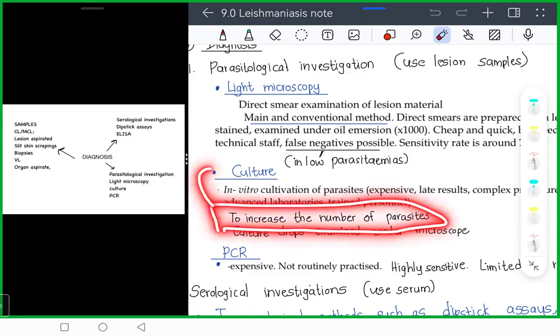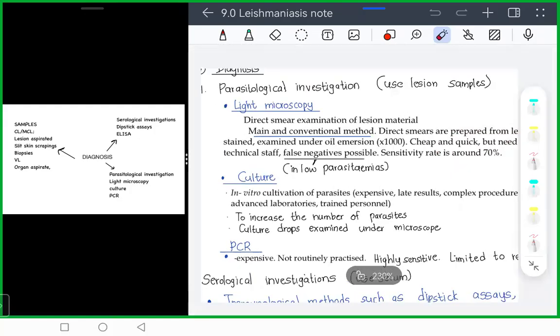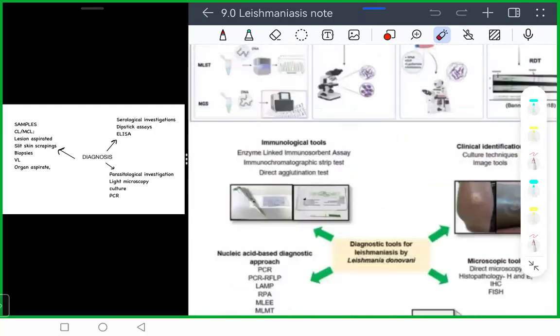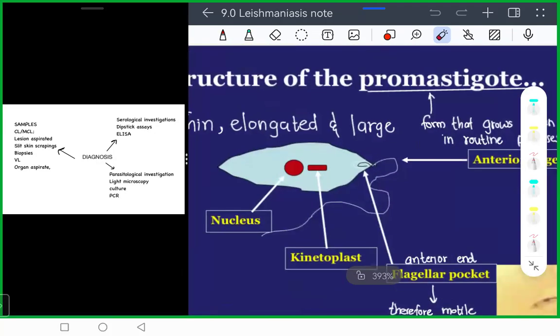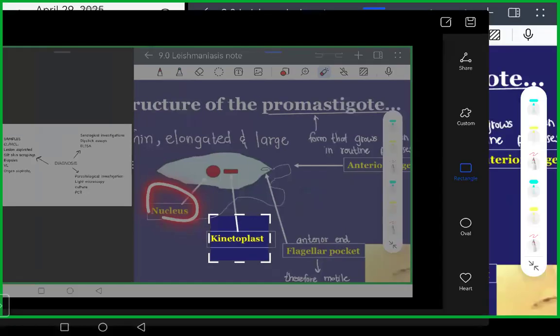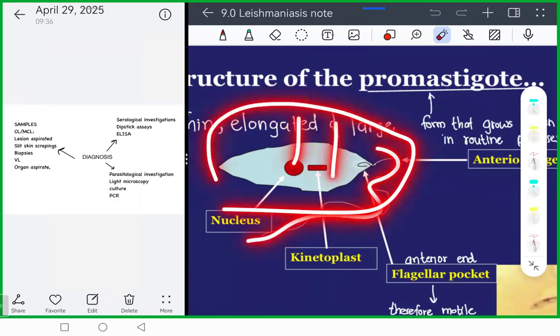For that we are using the culture method. When we are culturing, these amastigote forms in the macrophages convert into the promastigote form, which we can see under the microscope. So what is this promastigote? It is seen like this. It is extracellular and elongated, and it has a nucleus and the kinetoplast, and then it has an anterior flagellum, which is this. Anterior flagellum, nucleus, kinetoplast, and this elongated structure.